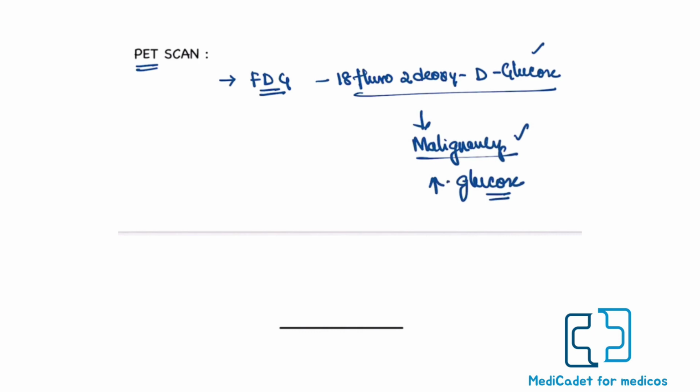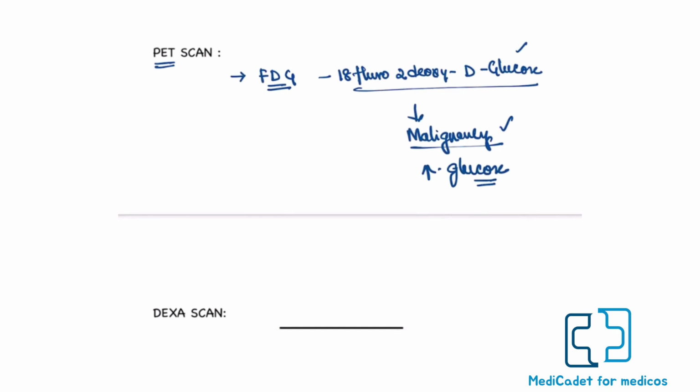And whenever you see there is an increased uptake of this glucose, of this radio tracer, in the PET scan, then you can detect the metastasis. You can detect the secondary. So that is the importance of the PET scan.